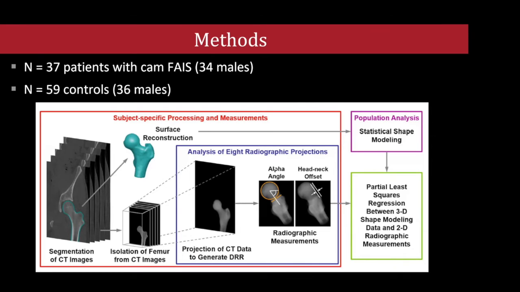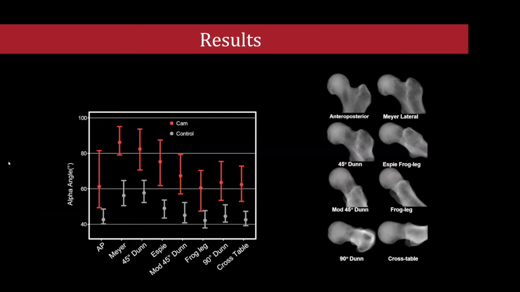And so once we get the alpha angle, head neck offset, and the shape severity score, which I showed on the previous slide, those individual scores from the mean, then we can perform partial least squares regression between those data to determine which of those measurements are most predictive of the severity of the deformity as measured objectively by shape modeling. What we found is that, not surprisingly, the alpha angle was higher in the CAM individuals than the controls for all the different views that we looked at.